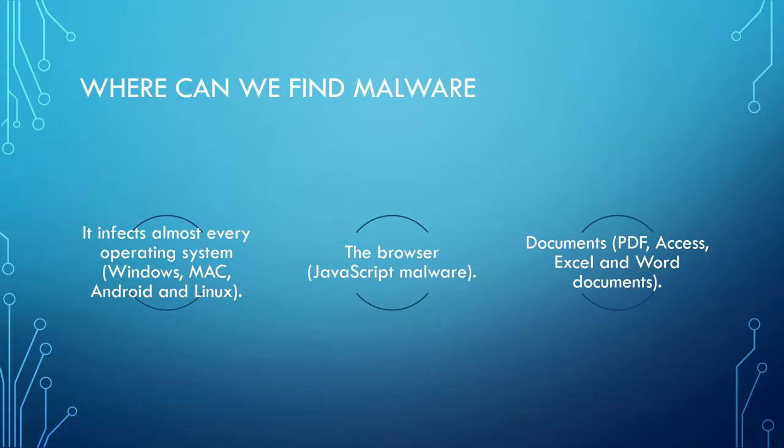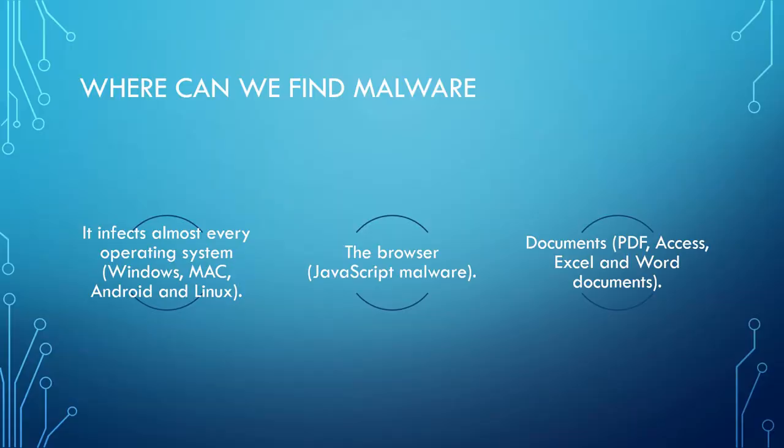Okay, so where can we find this malware? Where can we find this specific software that is trying to disrupt our system? We know that malware can be in every operating system. There are people saying that there's no malware for Mac or there's no malware for Linux. That's not true. You have malware in every system. Windows and Android are the most popular at the moment. However, you can find malware in every single computer or every single device, even in your PlayStation.